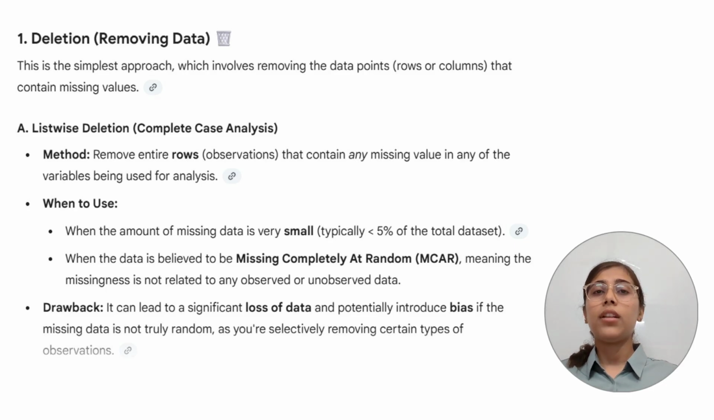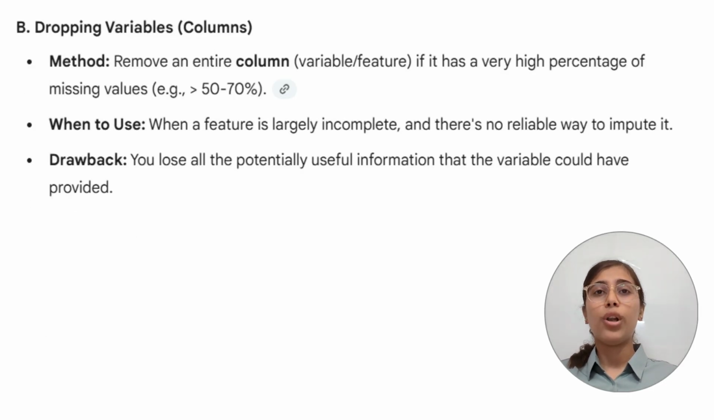Now, the second method is dropping variables, which is columns. Now, let's take a look at the method. Remove an entire column, variable or feature if it has a very high percentage of missing values, for example, greater than 50 or 70%. Now, when to use? When a feature is largely incomplete and there is no reliable way to impute it.